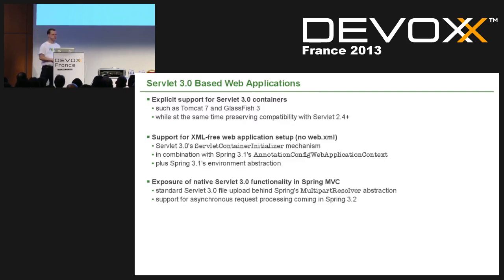Okay, in 3.1, we also introduced really good support for Servlet 3.0. Lots of different web support there. We upgraded support to 3.0 for servlets, so if you're using Tomcat 7 or Glassfish 3, for example, then you'll have good choices here. How many of you are using a Servlet 3 container?